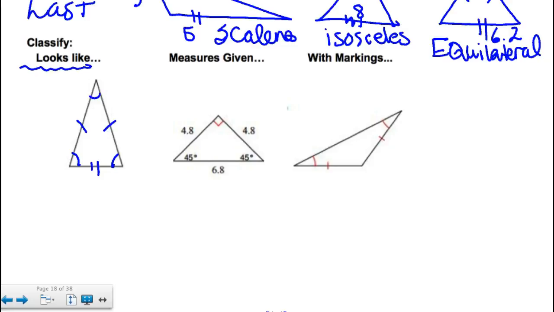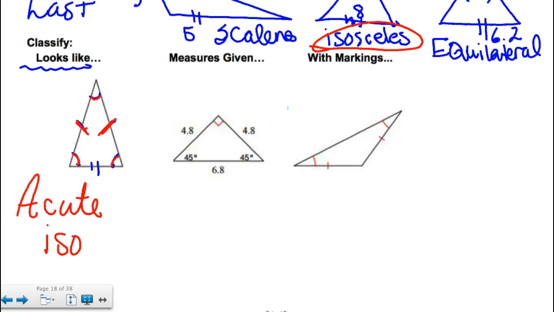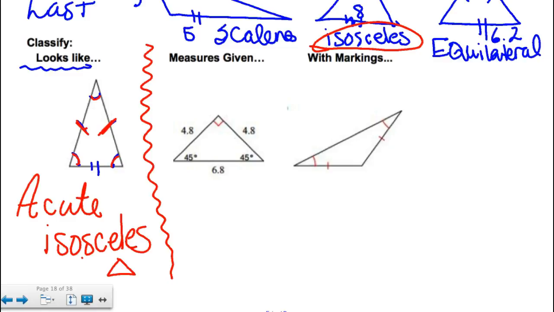So the first name comes from the angle measures. Because these are all acute angles, we say this is an acute. And because we have two sides of equal length, we call it an isosceles. So this would be called an acute isosceles triangle based on its looks. Now on this one, I'm giving the numerical values of the angles and the side lengths.